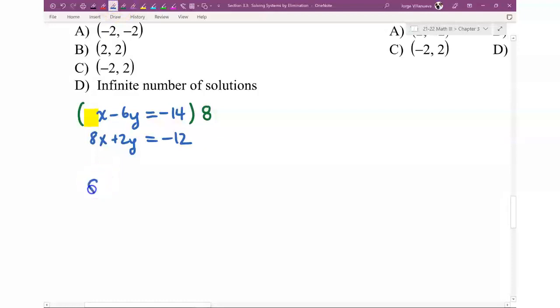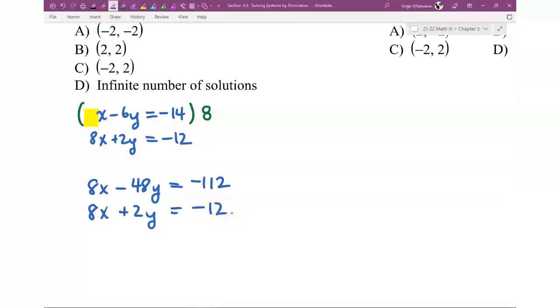8 times x is 8x. Minus 6 times 8, that's 48y. Equals 8 times 14. Let's see, that's 8 and 4 is 32. So it's negative 112. Okay, now let me rewrite the bottom equation. 8x plus 2y equals negative 12. So these are my new ones.